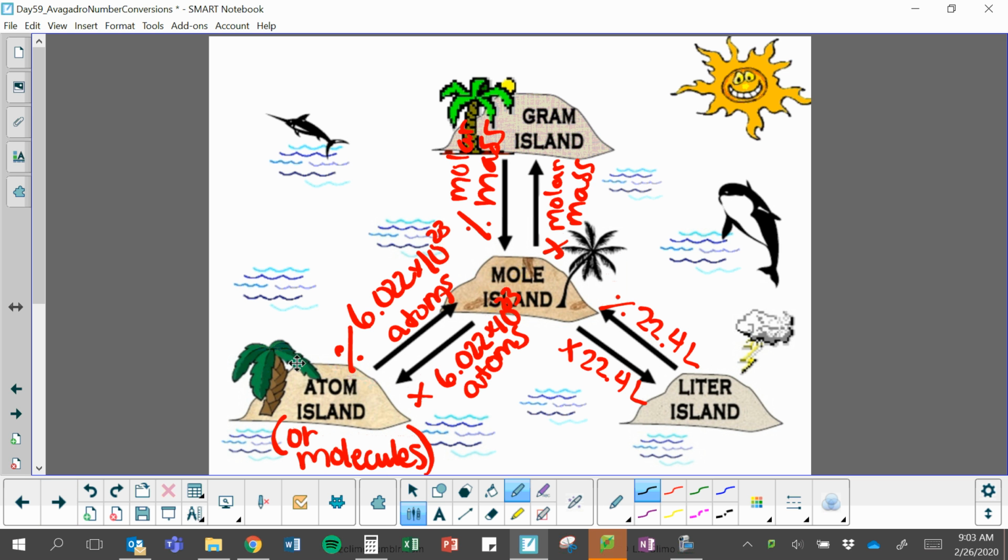And if you notice, if we're going from atoms or molecules to moles, we're dividing by Avogadro's number. And same with if we're going from grams to moles, we are dividing by the molar mass. If we're going from liters to moles, we're dividing by 22.4. So anytime we're going to a mole, we're dividing. Anytime we're given mole, we're multiplying. So this could be another thing that you use to remember that if you're given moles, you're multiplying. So M for mole and M for multiply.